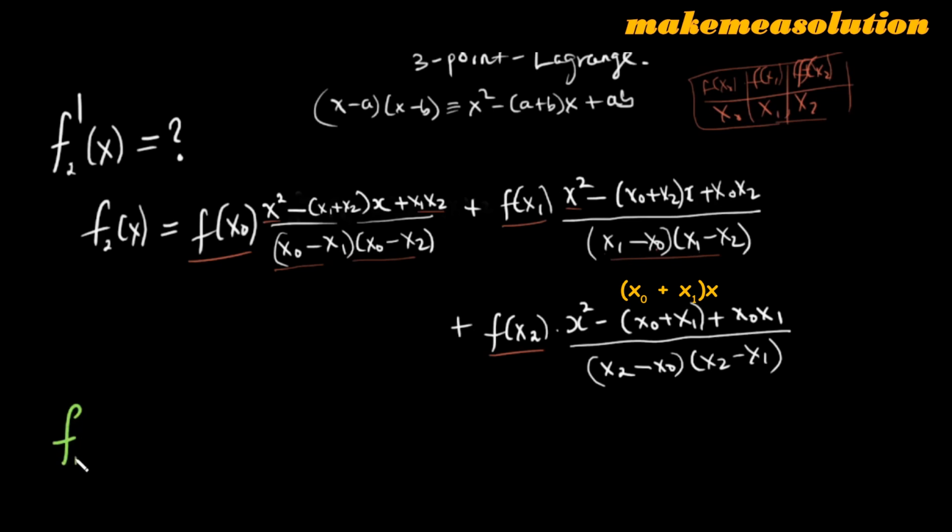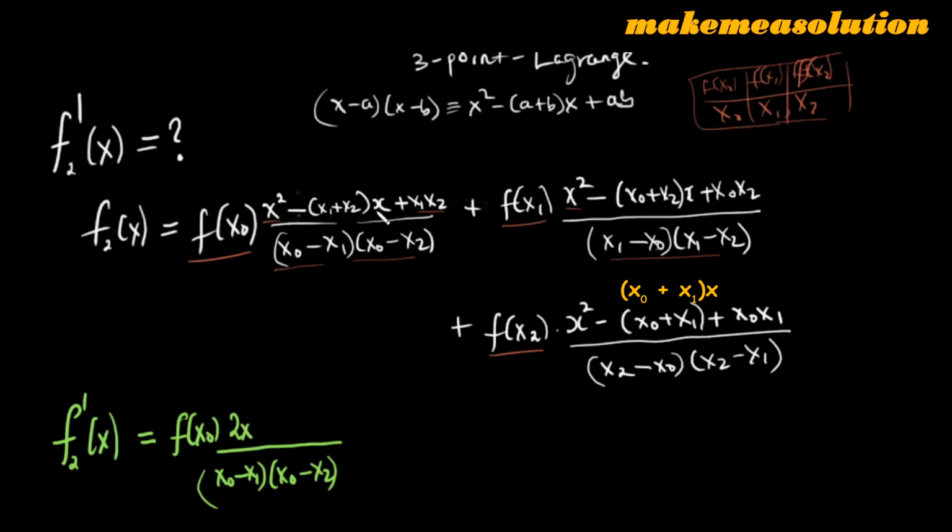So my f prime of x2, in other words dy dx, is going to be, if we differentiate, all constants will remain as they are. So f of x naught is a constant, and the denominator will remain as it is, x naught minus x1, x naught minus x2. What happens to the numerator? Differentiating x squared, you get 2x. Then differentiating this term, this is a constant, so it will cancel out. When you differentiate any term in x, only the coefficients will come out. So 2x minus x1 plus x2, which evaluates to 2x minus x1 minus x2.